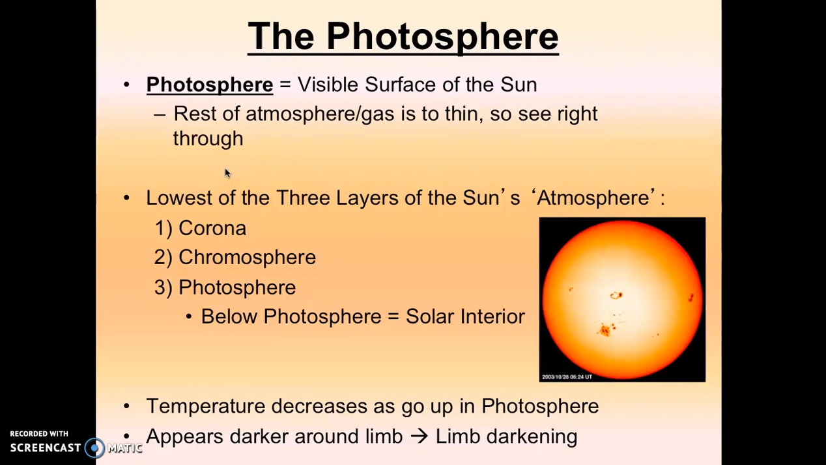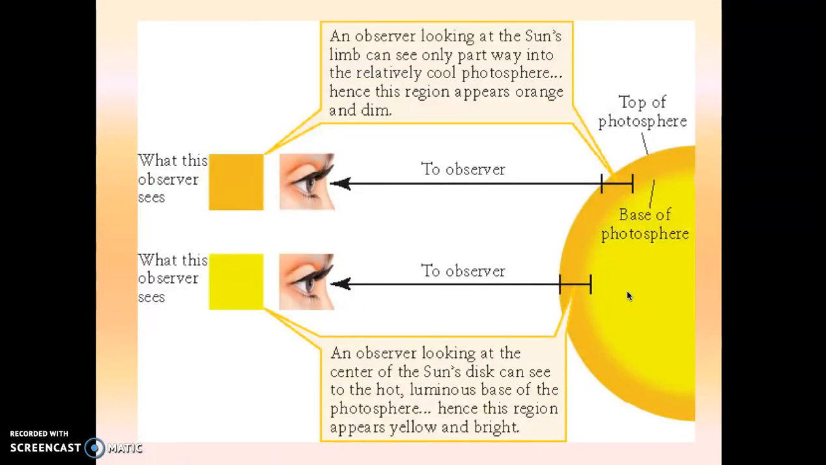So the temperature decreases as you go up within the photosphere. And so we also see something called a dark limb around the sun. See how the dark edge of the sun looks different than the bright center? That's something called limb darkening. And this is a result of how you look at the sun. If you look at the sun straight on, the observer is looking at the center of the sun's disk. So you're seeing the very hot, luminous base of the photosphere of the sun. And so it appears very bright, white or yellow.